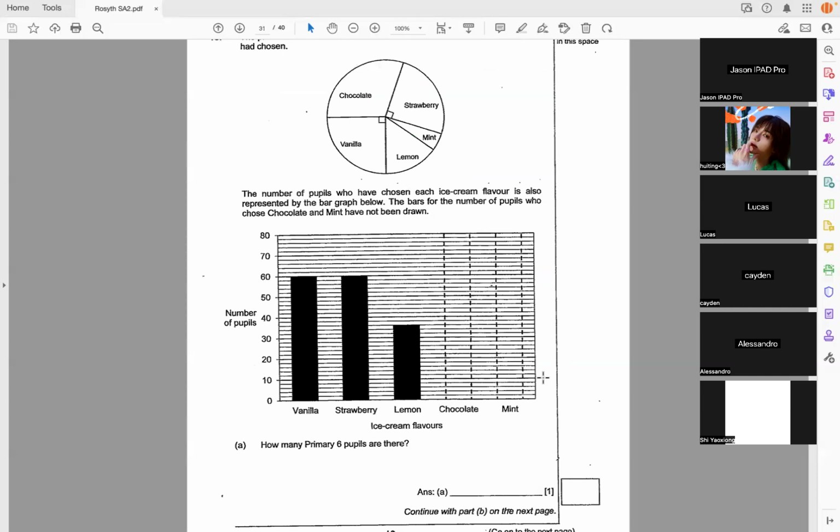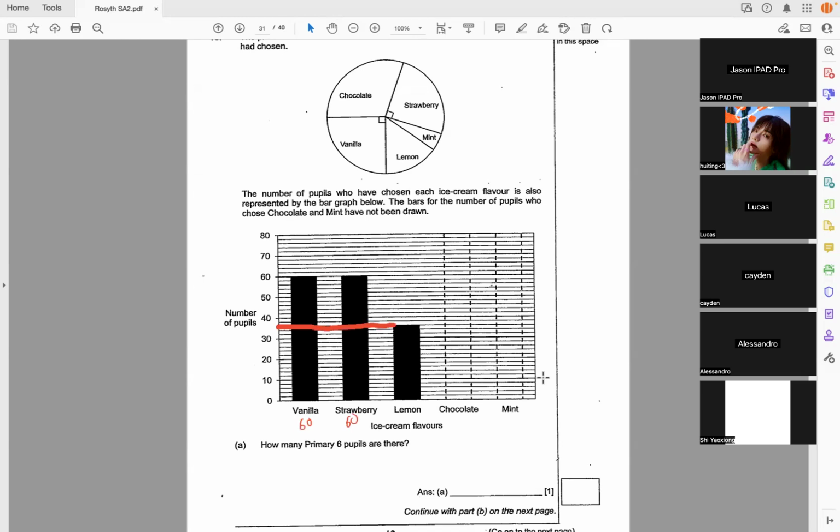Okay, so the pie chart is pretty simple. The pie chart shows the different flavors of ice cream that the primary 6 pupils had chosen. The number of pupils who have chosen each ice cream flavor is also represented by the bar graph below. The bar graphs for the number of pupils who chose chocolate and mint have not been drawn. So let's give the bar graph a value. So vanilla is obvious, 60. Strawberry is 60. Now where is lemon? So lemon is here.